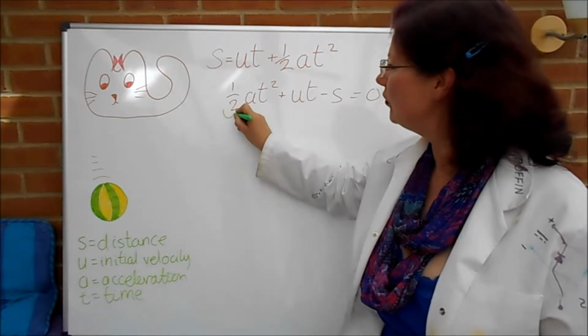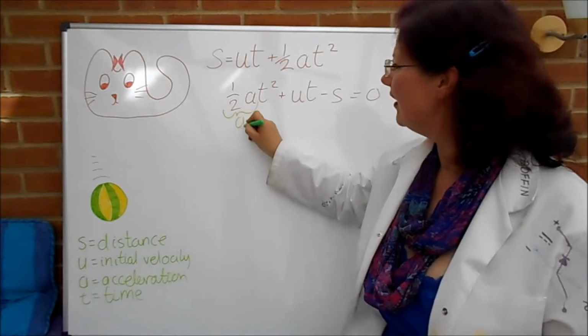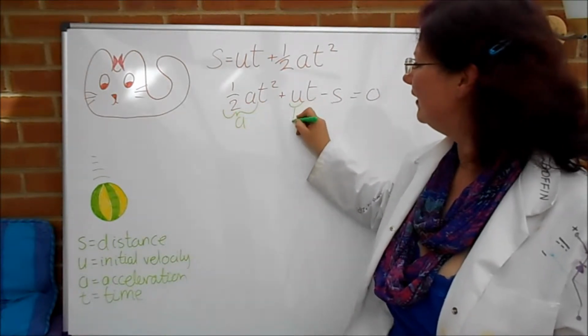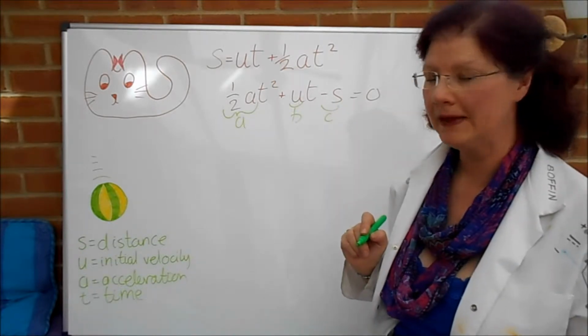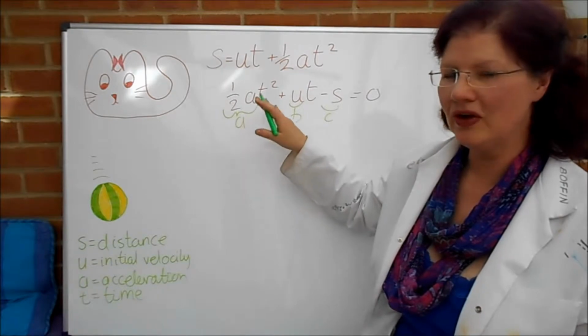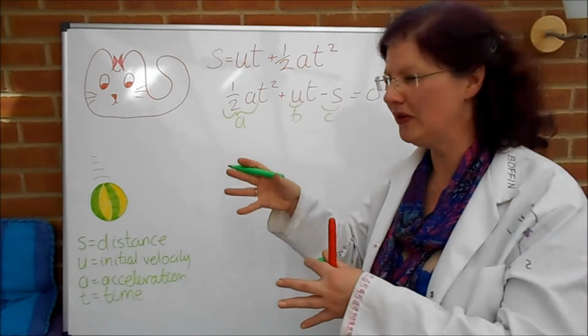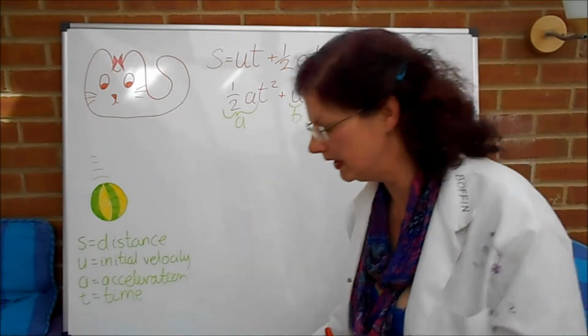For our normal quadratic, that is our a, that bit there is our b, and that bit there is our c. Okay, so it's kind of weird because we've got an a for the first coefficient and an a for acceleration. Don't get them mixed up.